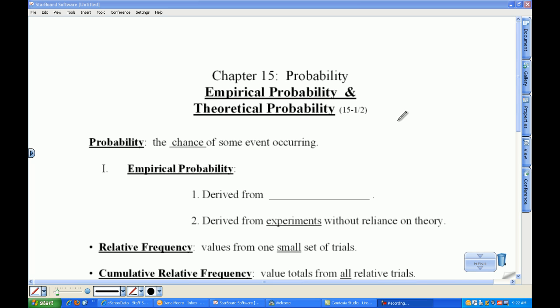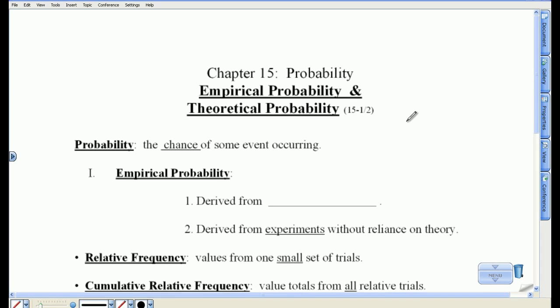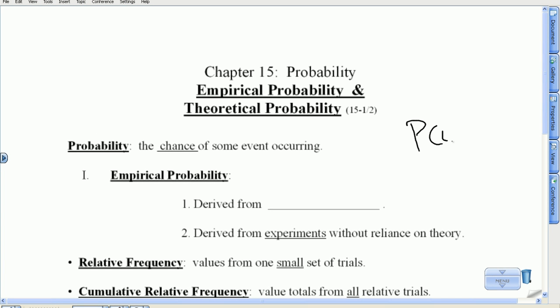Probability is the chance of some event occurring. It is typically a fraction. So if we call probability of an event, we will do this down below. It has to be between 0, which is an impossible event, and 1, which is the probability that an event happens every time. It is a fraction between these two values.